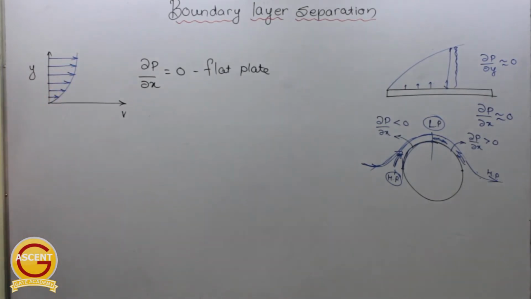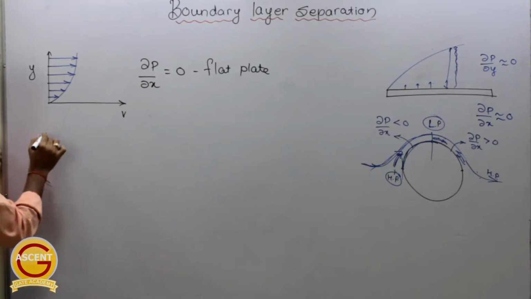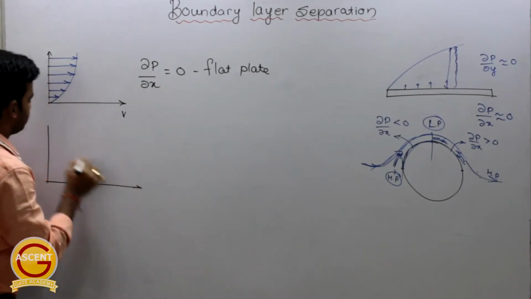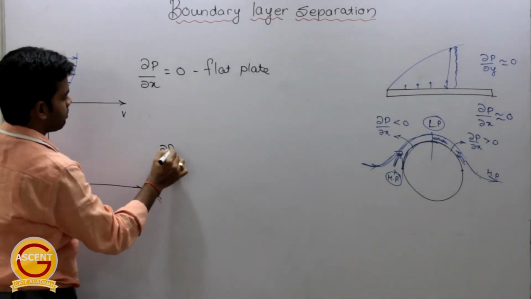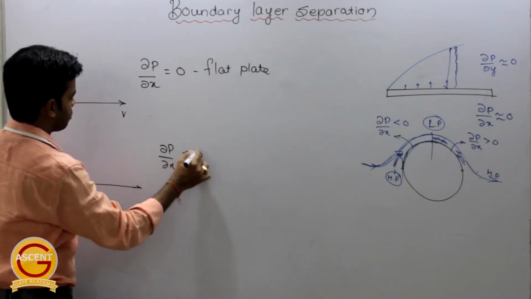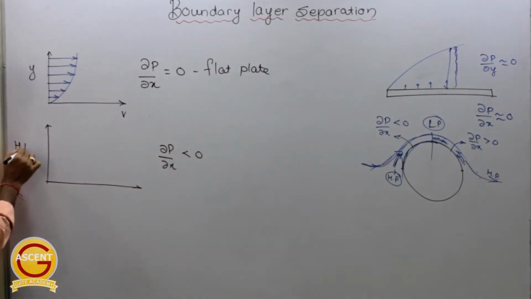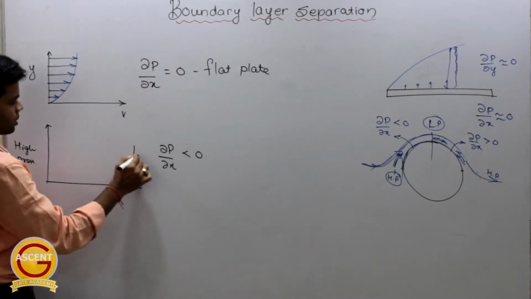Getting this? Now what will happen if we have a pressure difference such that del P by del X is less than 0? That means the air is flowing from a high pressure region to a low pressure region.